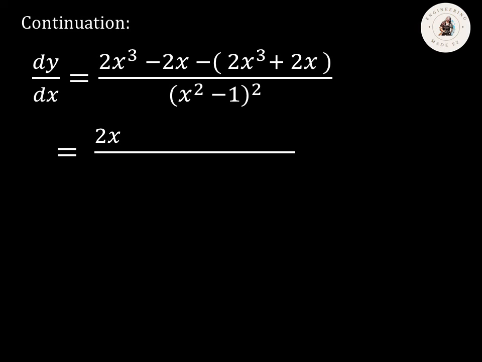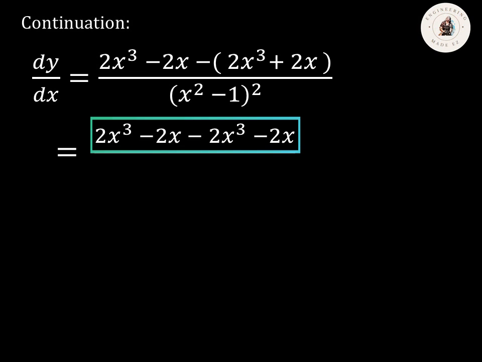Simplifying this, we have 2x cubed minus 2x. Here, do not forget to distribute your minus sign. So here, we have negative times 2x cubed, that gives us negative 2x cubed. Then negative times positive 2x, that gives us negative 2x. So that's why we have here 2x cubed minus 2x minus 2x cubed minus 2x.